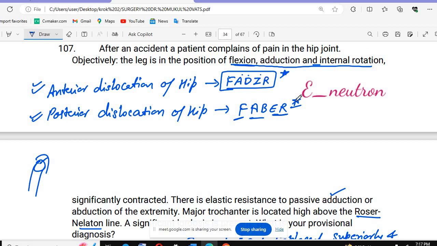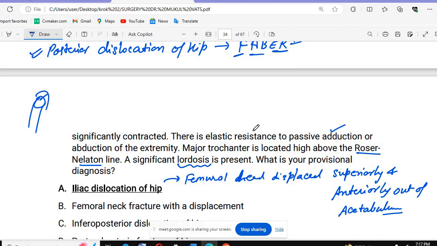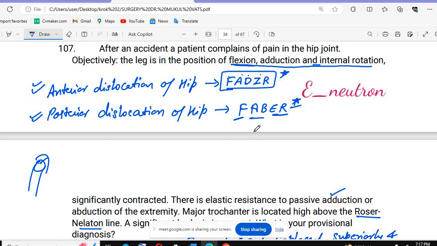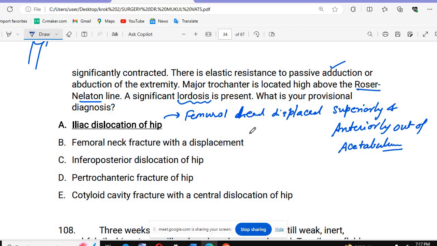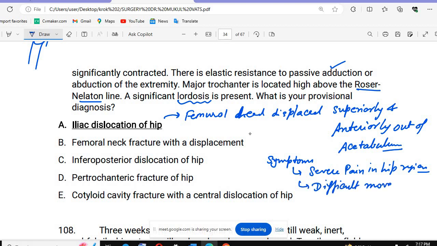Remember that if you have anterior dislocation of the hip, FADIR: flexion, adduction, internal rotation. Posterior dislocation of the hip: flexion, abduction and external rotation. So remember FADIR and FABER, very very important things that you need to remember. Other than that, the symptoms you will see in this condition: the patient will have severe pain in the hip region or hip joint, and difficulty moving the leg.